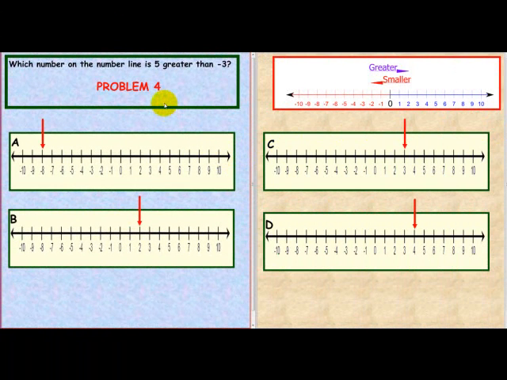Problem 4. We should have a new student up at the video at this time. This is the last problem with this series. Then there's another series coming right after this with 4 more problems that are a little bit more difficult. Okay, which number on the number line is 5 greater than -3? If you would, again, pause the video while the student decides which one of these number lines is the correct one. If you would, please pause it now and place your answer.